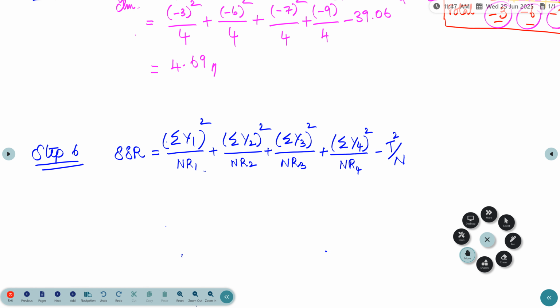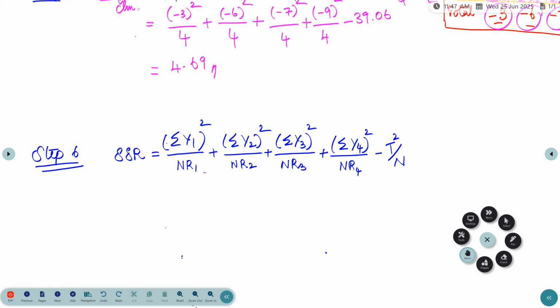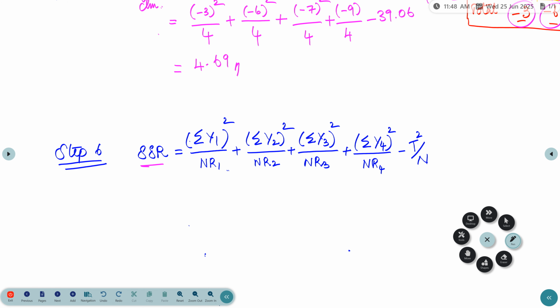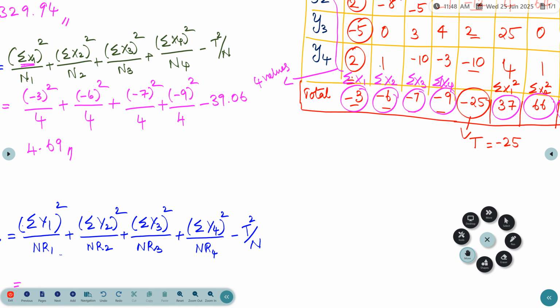Next, step 6. What is step 6? Sum of squares of row. What is row? Here, again we are going to see the table.